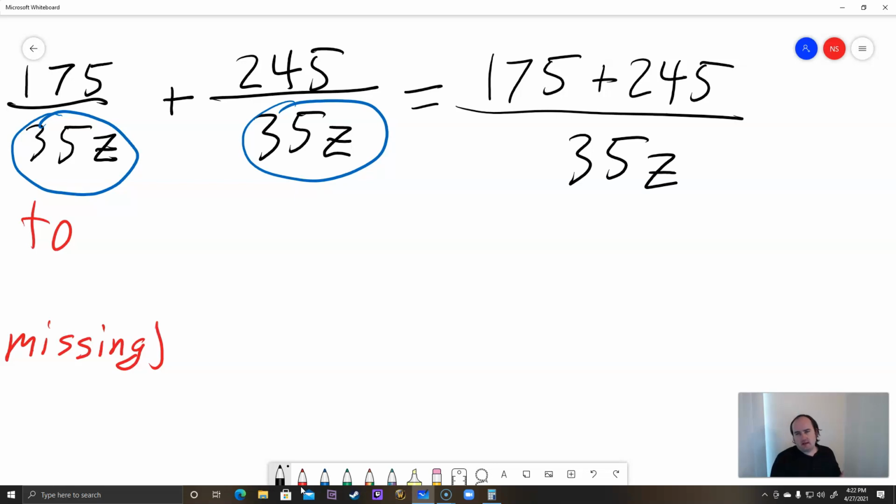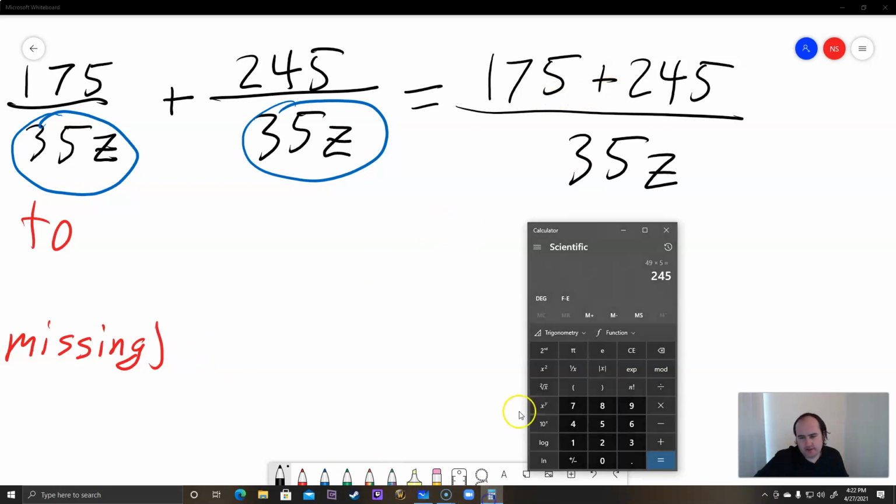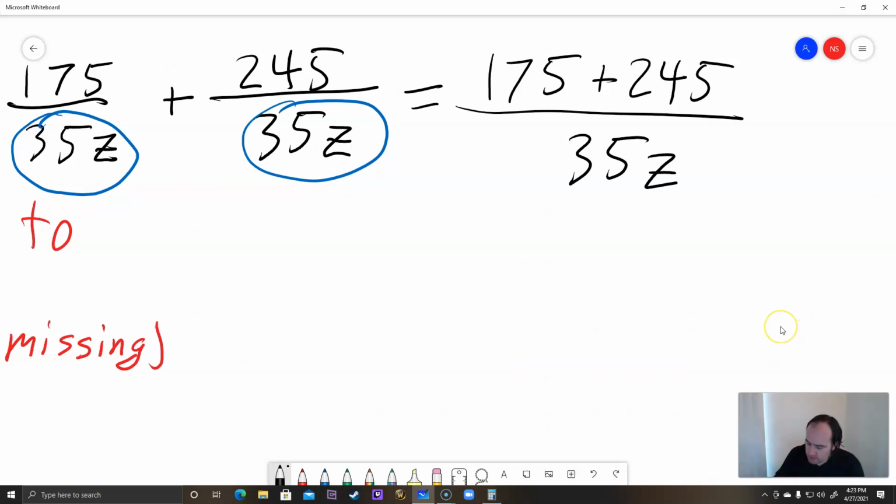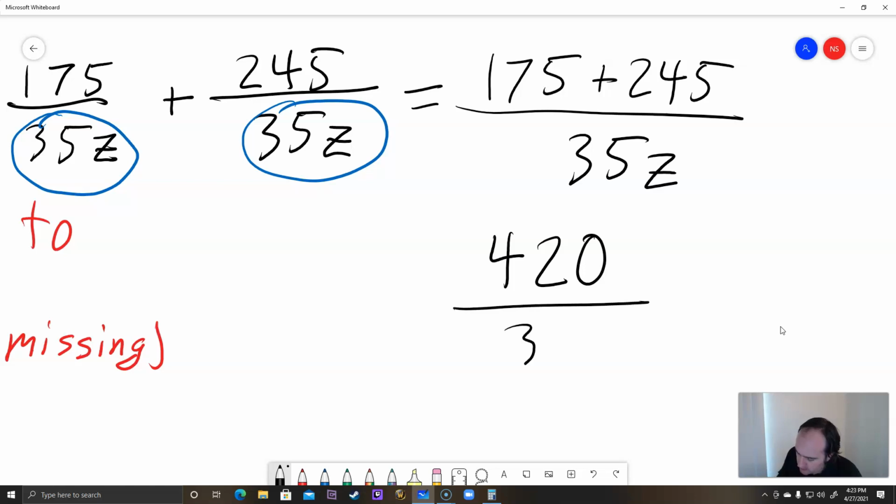Once again, for 175 plus 245, you might want to just use a calculator, or you can write it vertically and do it the old-fashioned way. So 175 plus 245 is 420. So we have 420 over 35z.